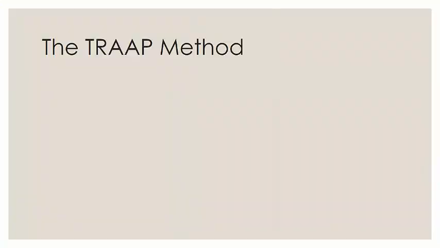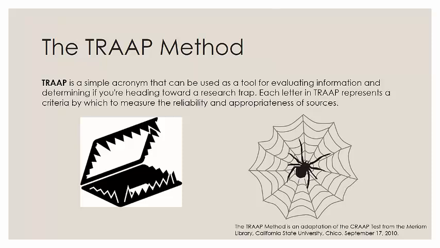So first off, what is the TRAAP method? The TRAAP method is a simple acronym that can be used as a tool for evaluating information and determining if you're heading toward a research trap. Each letter in TRAAP represents a criteria by which to measure the reliability and appropriateness of sources. The TRAAP method was an adaptation of the TRAAP method test, which was developed at the Merriam Library in California State University, Chico.